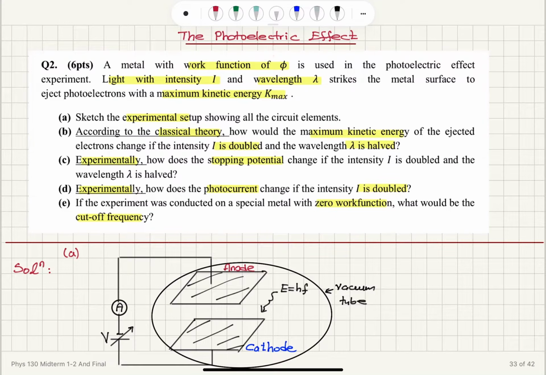The photoelectric effect. A metal with work function phi is used in the photoelectric effect experiment. Light with intensity I and wavelength lambda strikes the metal surface to eject photoelectrons with a maximum kinetic energy Kmax. Part A, sketch the experimental setup showing all the circuit elements.